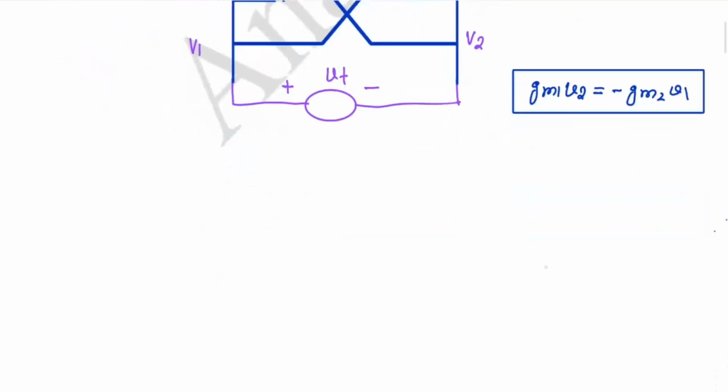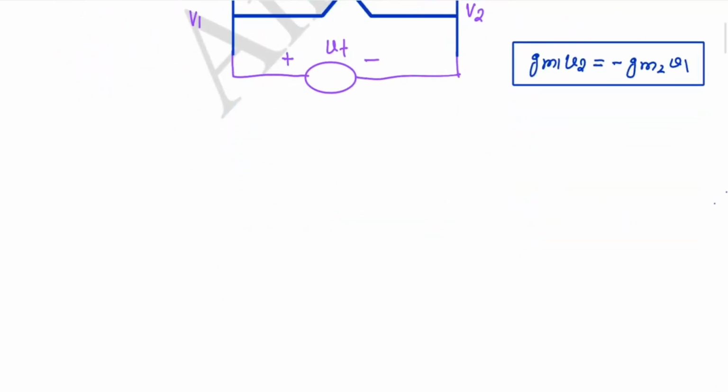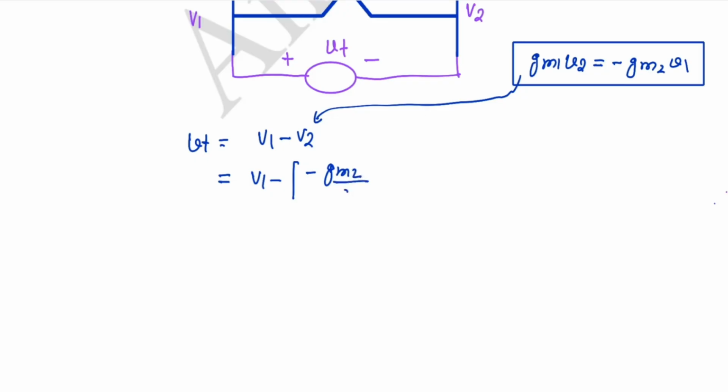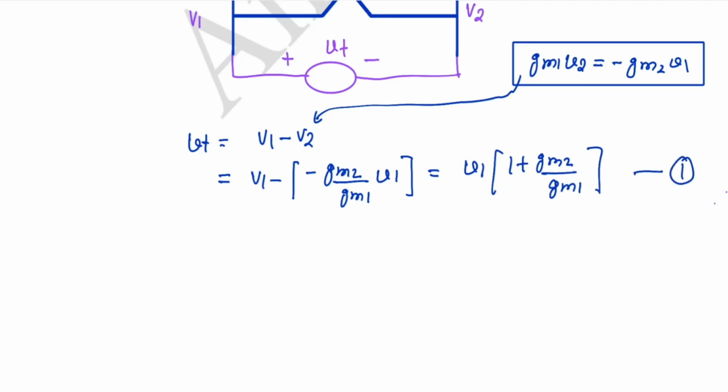Now what will be the VT? VT will be V1 minus V2. This will be V1, and put V2 in terms of V1. So that will be 1 minus minus of GM2 divided by GM1 into V1. I will take V1 common, so V1 times 1 plus GM2 divided by GM1. So this is equation 1.